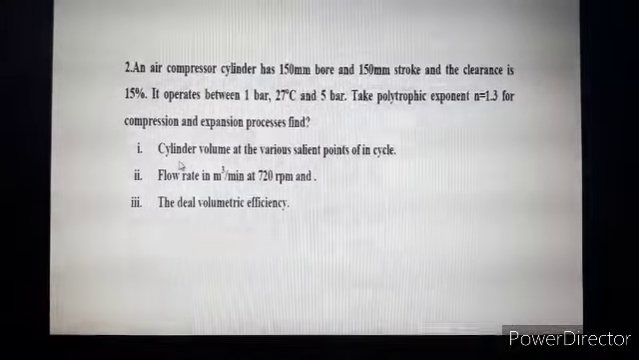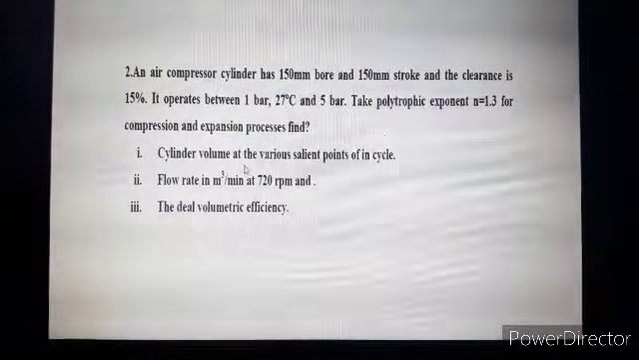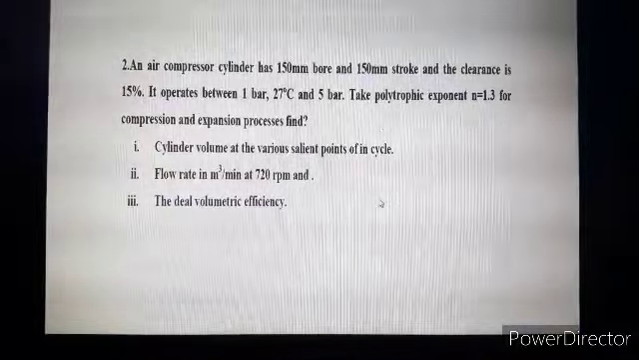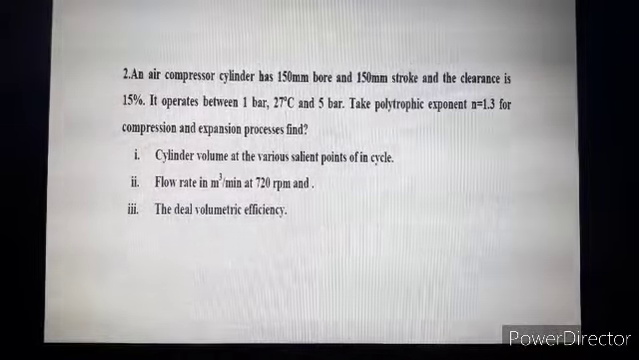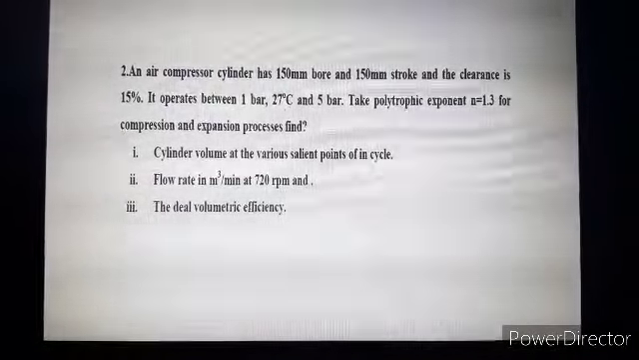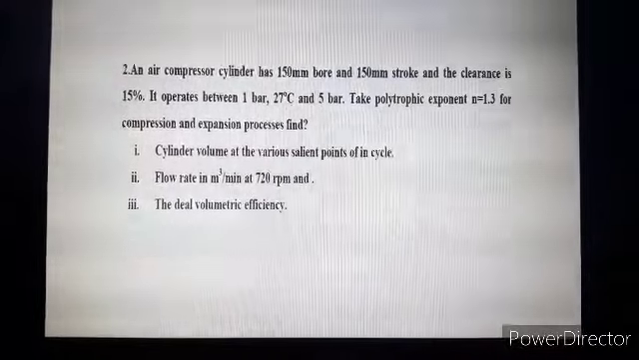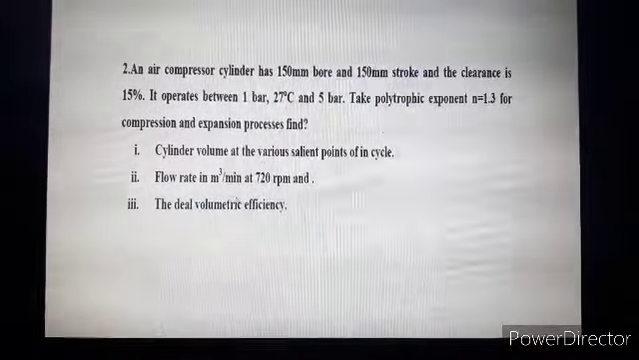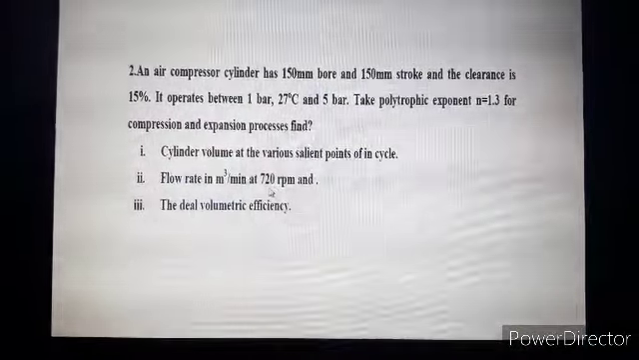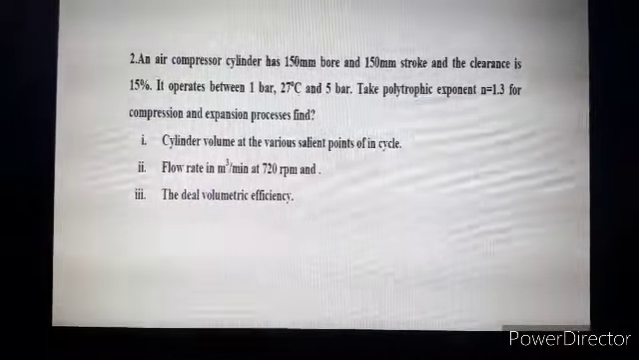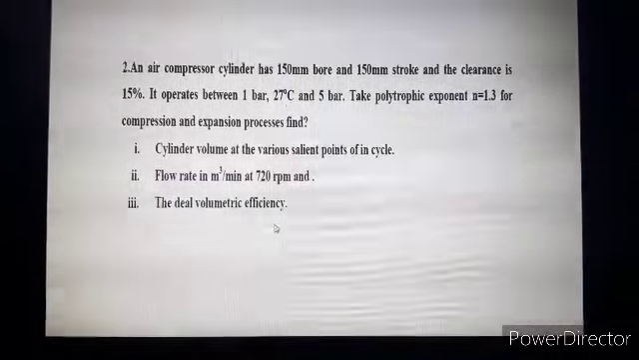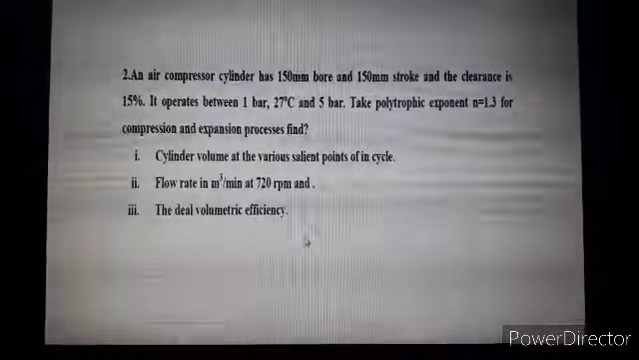Now we have to find the volume of air at all the points in a cycle. So we have to consider the PV diagram, and in the PV diagram we have 4 important points, that is point 1, 2, 3, 4, or point D, A, B, C as per our theory discussion. So we have to find volume at all these points. Then again we have to find the flow rate, indirectly the free air delivery, at 720 rpm, and we have to find the volumetric efficiency. Again, in order to find volumetric efficiency, we have to refer to the relation in terms of clearance factor, and again in terms of pressure ratio.